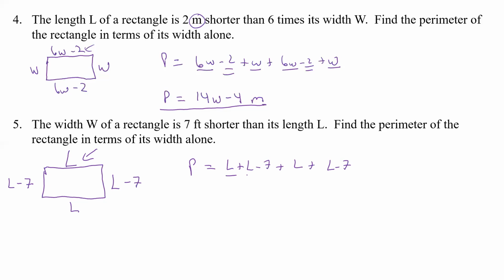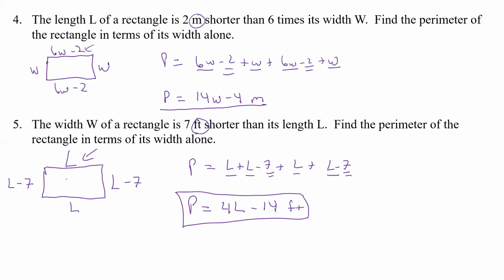So we have 1, 2, 3, 4 like terms, and then those are like. So perimeter equals 1 plus 1 is 2, plus 1 more is 3, plus 1 more is 4. So we have 4L. Minus 7 is minus 14. And again, we're in feet, so that would be feet. And so that would be our perimeter in terms of, what's this? I think this is supposed to say in terms of the length. I think they had a typo when I copied this because we don't know anything about that.